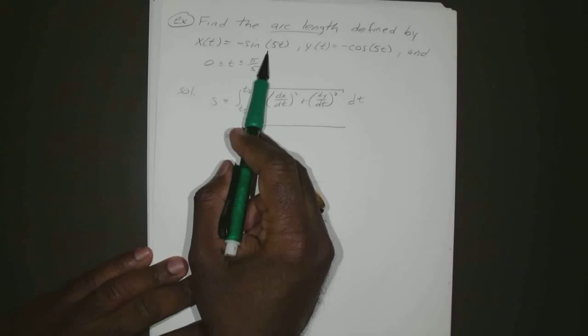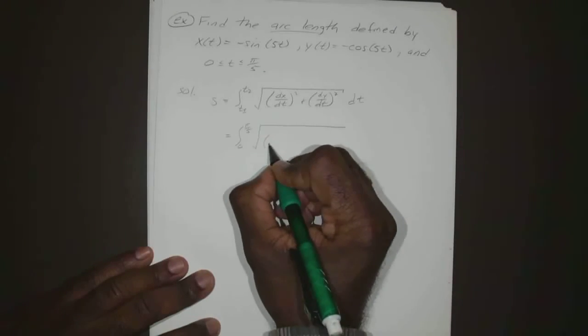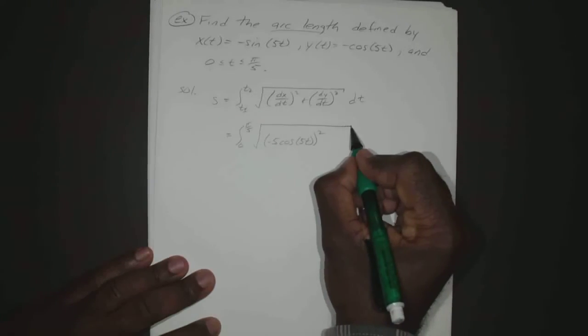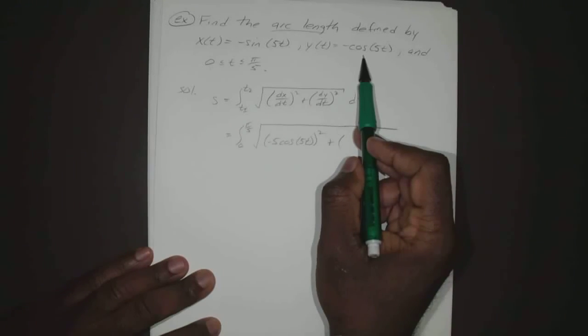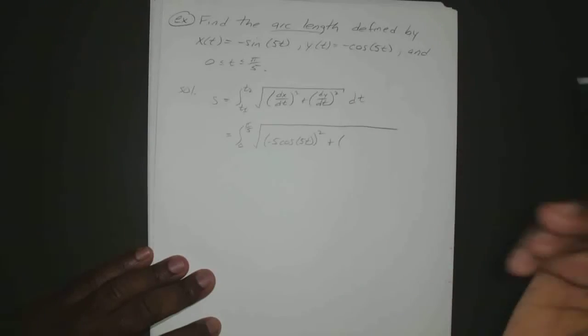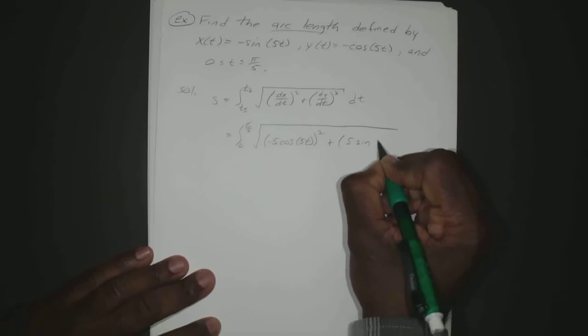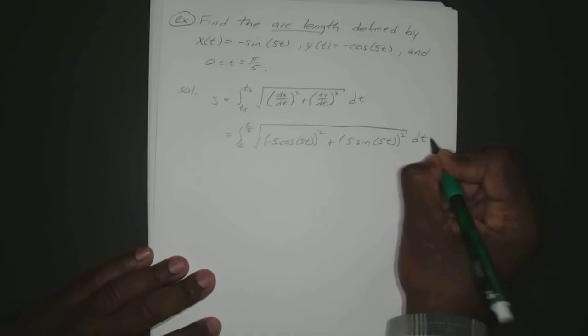times the square root. The derivative of negative sine 5t would be negative 5 cosine 5t. So you have negative 5 cosine 5t squared, plus the derivative of negative cosine 5t, which would be positive after the negative, so it would be 5 sine of 5t squared, with respect to t.